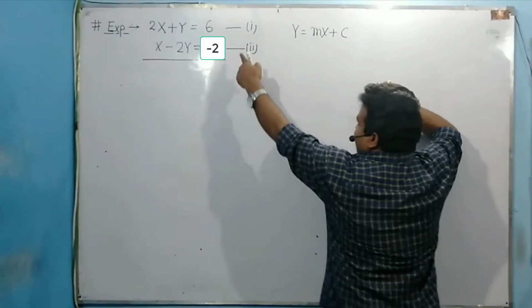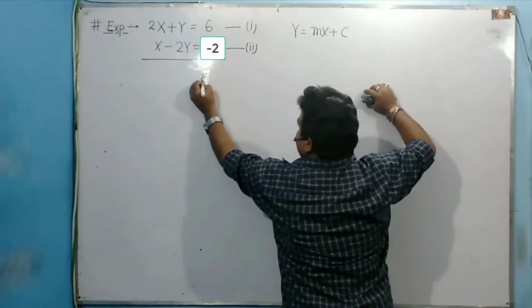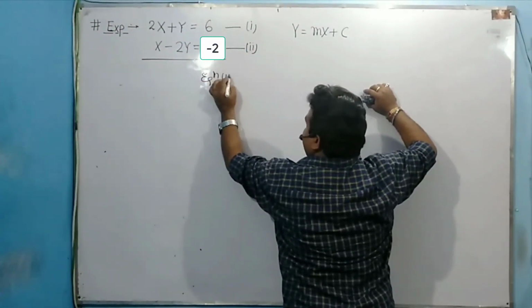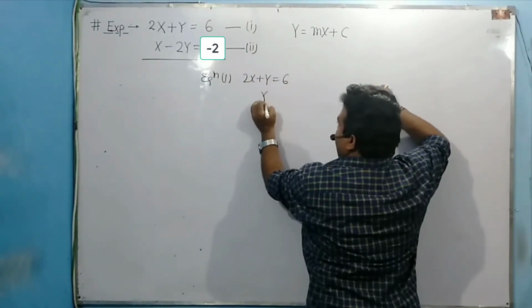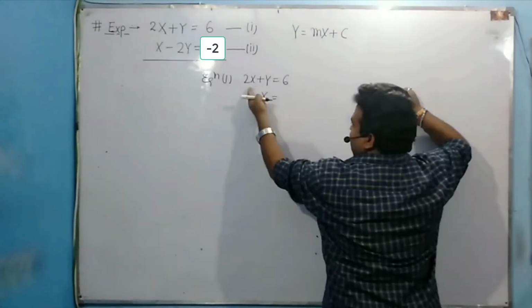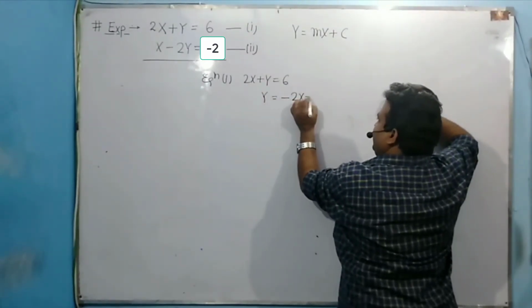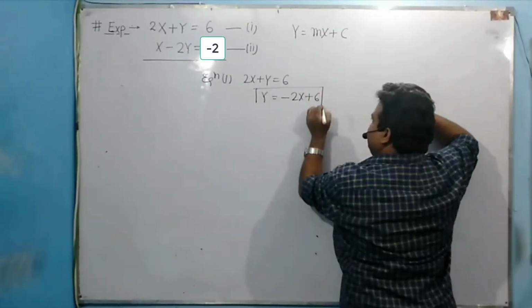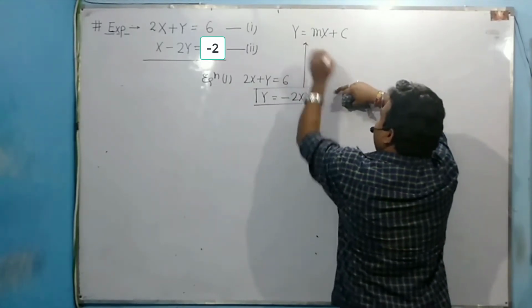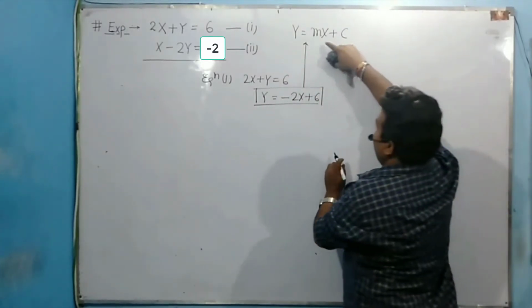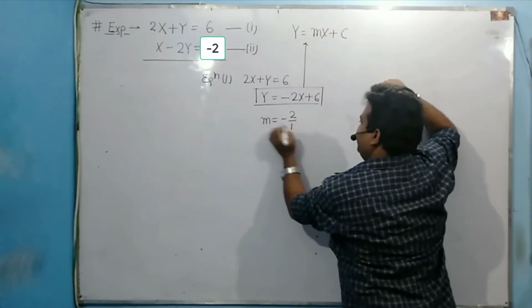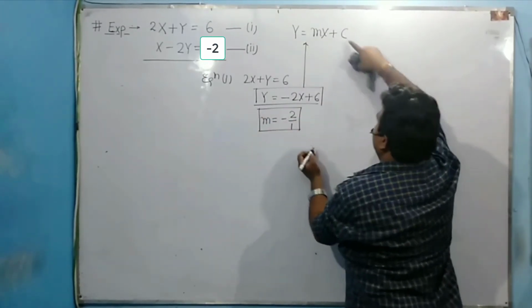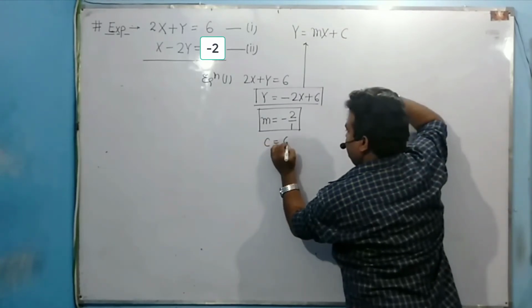Now from equation 1, this one: 2x plus y equal to 6. From here, what is my y value? The y value is minus 2x plus 6. Now I am comparing this equation with y equal to mx plus c. If you compare, your m value is minus 2 by 1, and your c value is 6. Okay, fine.